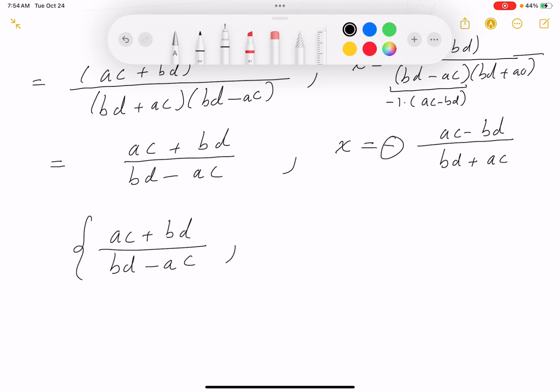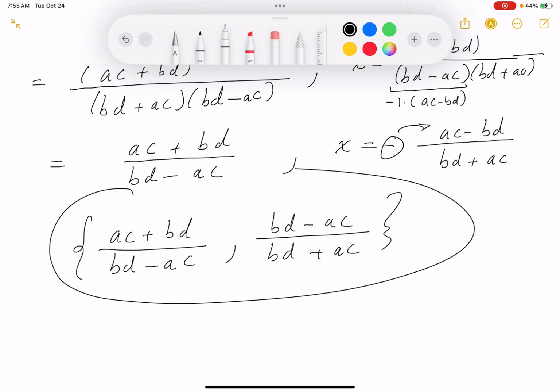The other guy, I'm going to take this minus sign and bring it on the inside over here. And what would be left with? bd minus ac. And on the bottom you get bd plus ac. Kind of remarkable, by the way. All right? That's my final answer, by the way. Thank you.